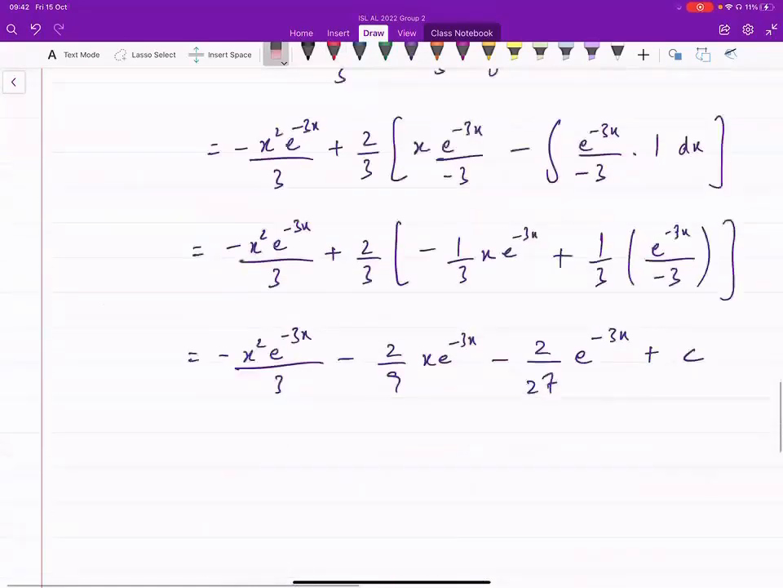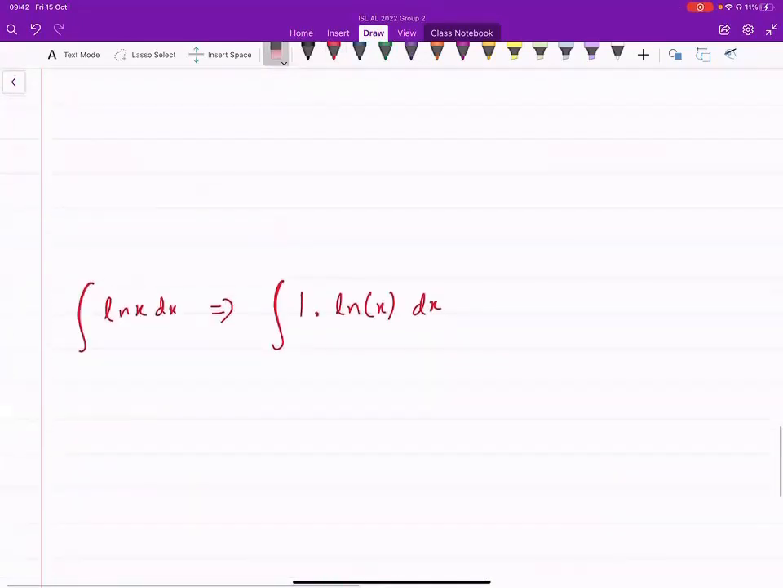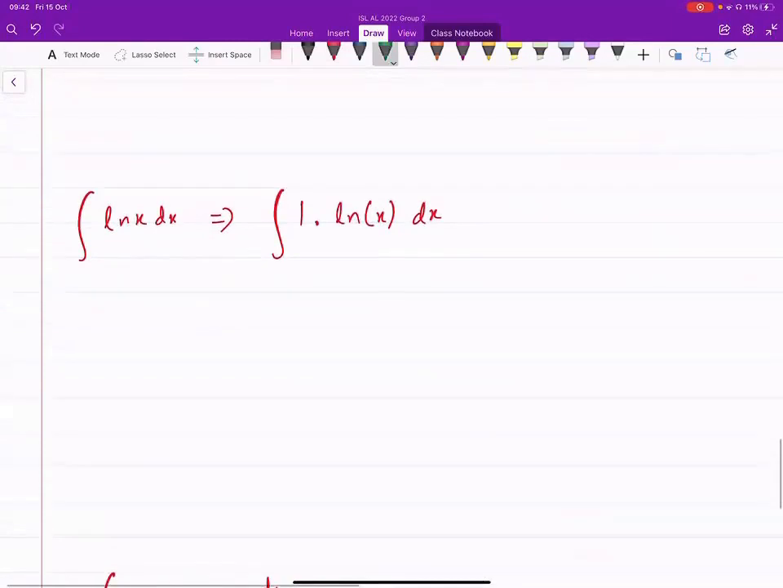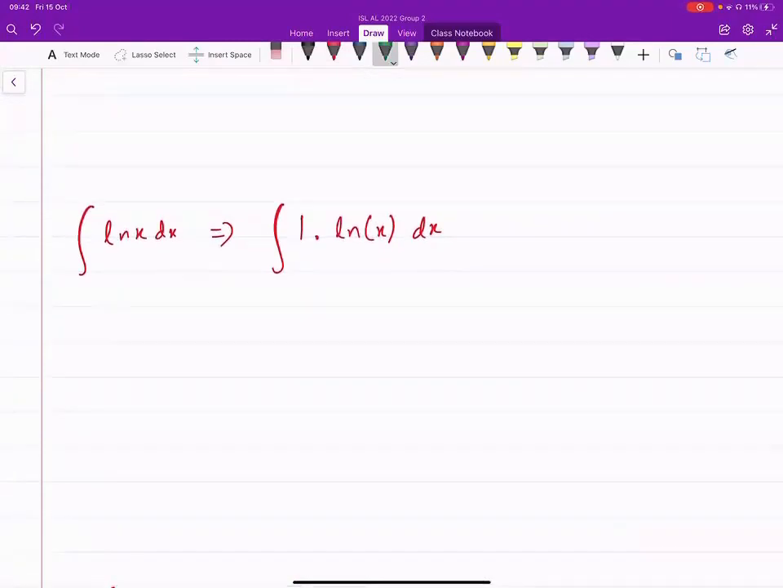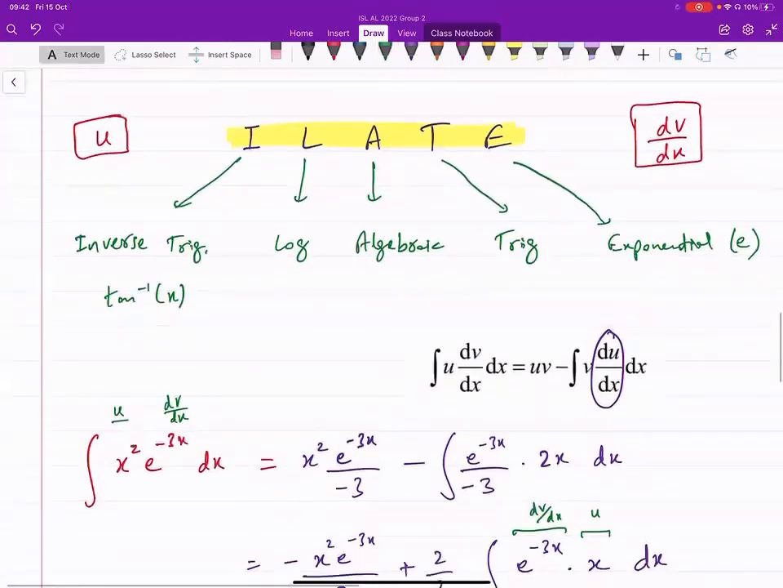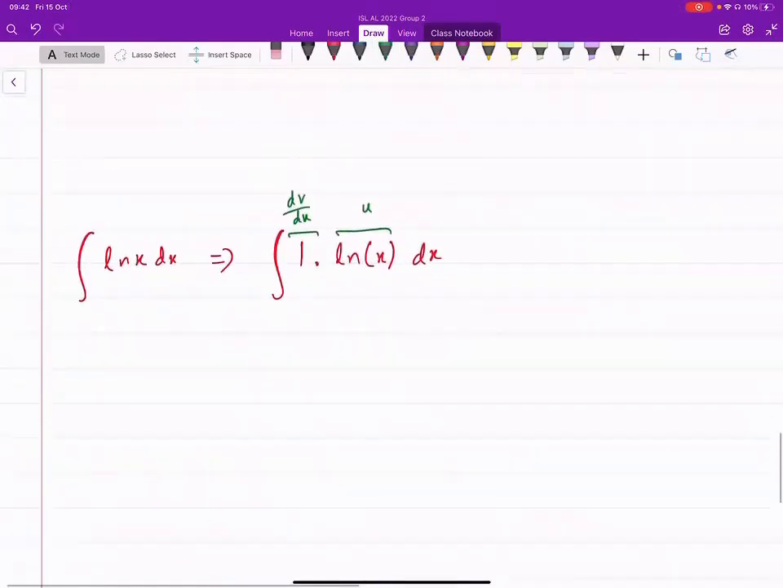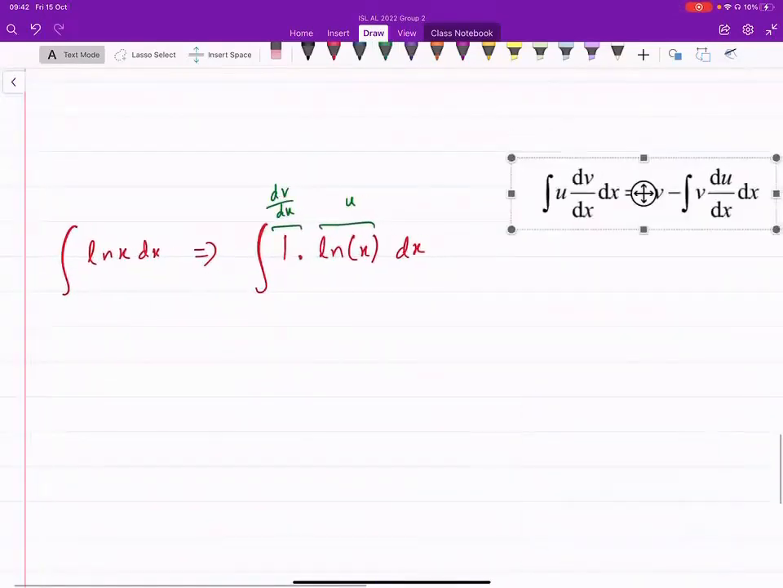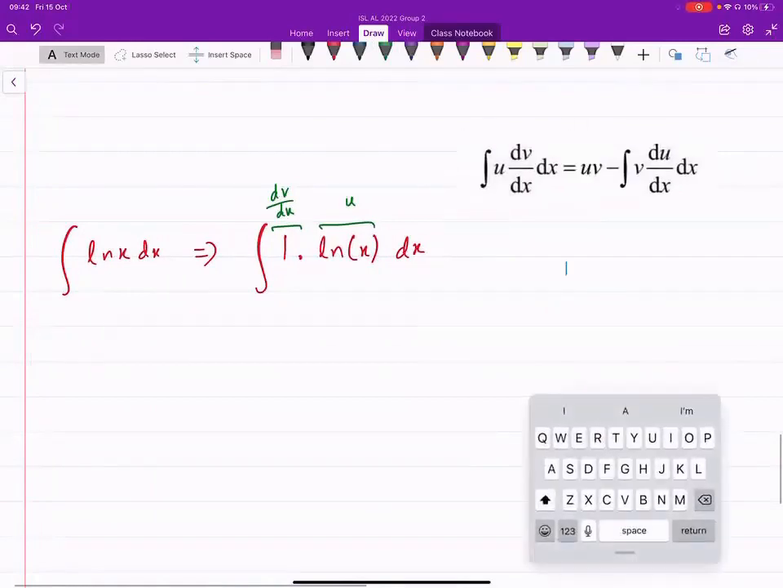So what will we do here? This will be dv over dx, and this will be u. To integrate log x, we wrote it as a product, 1 into log of x, and I'm just going to copy the integration by parts formula here as well. This is the formula that we've got.